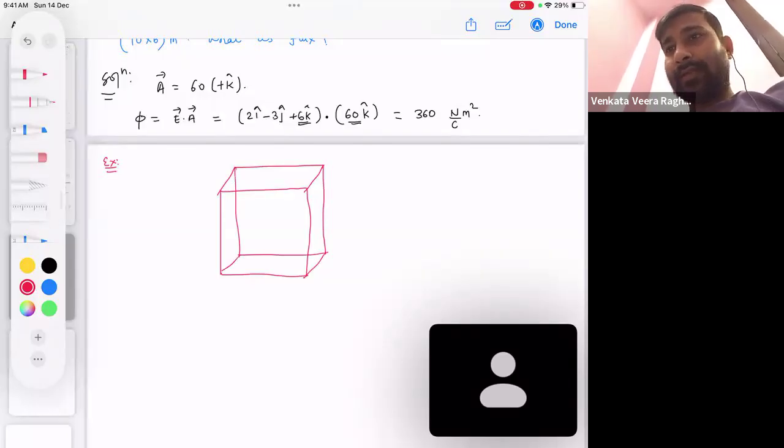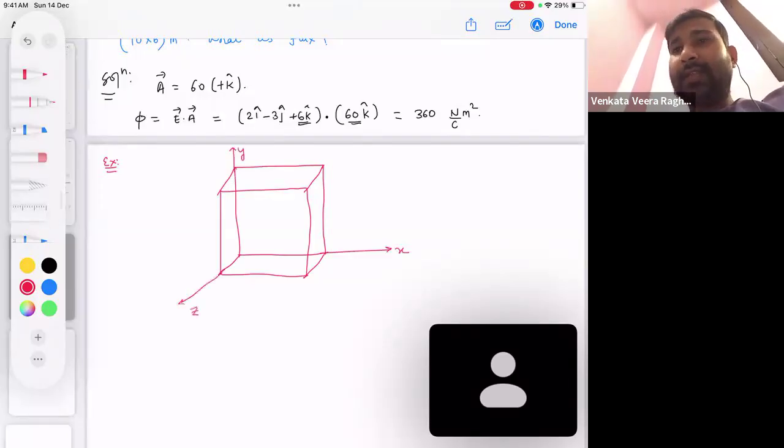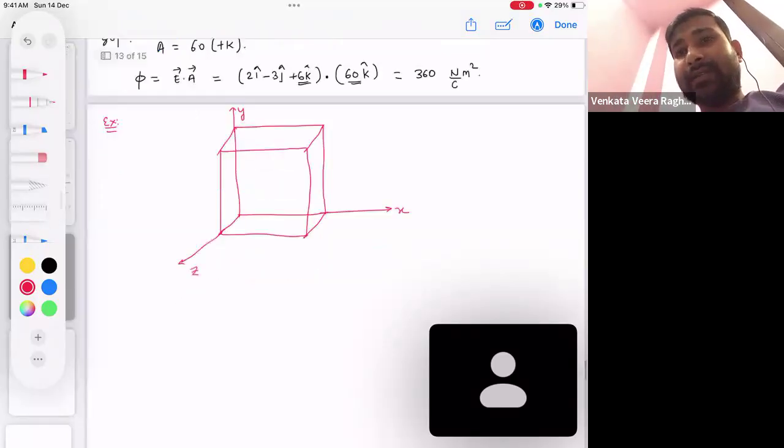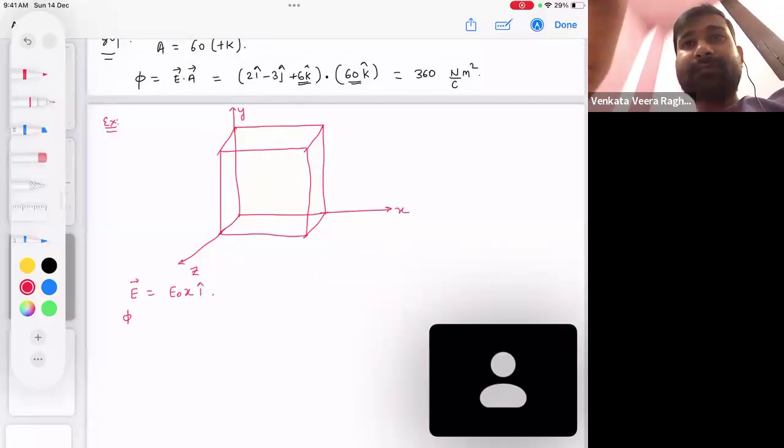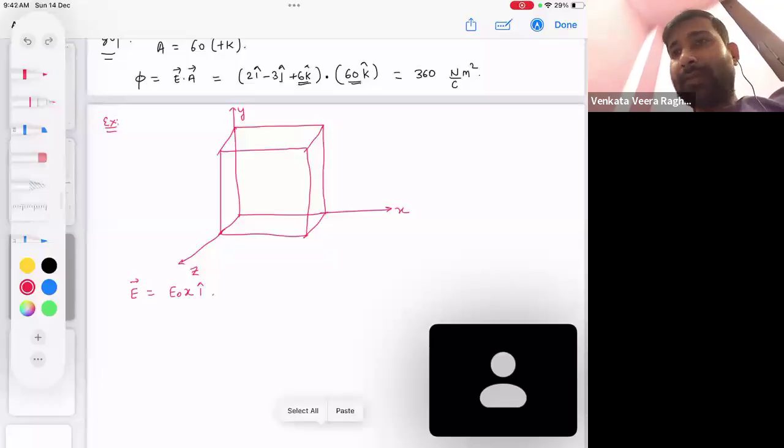Okay. This is the cube. This is the x-axis, this is the y-axis, and this is the z-axis. Here in the question, what is given? Electric field is given as E naught x I cap. E naught x I cap is given to us. Now they are asking again for flux. Here in the question they are asking, find flux through the cube.